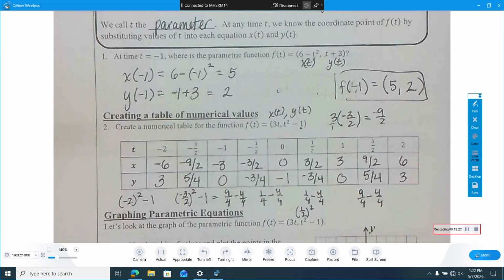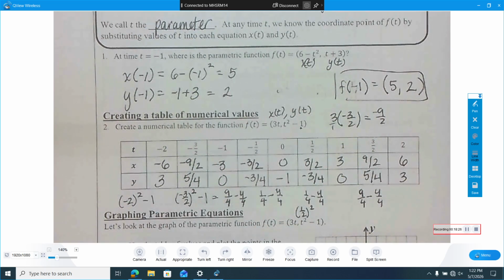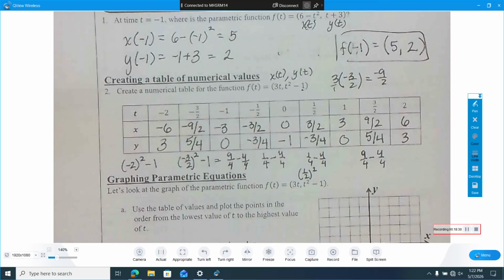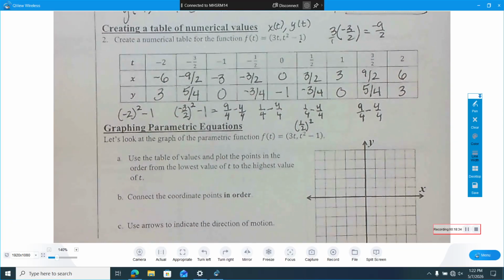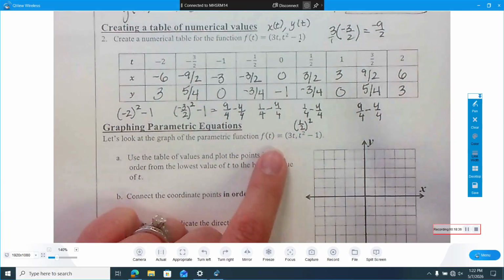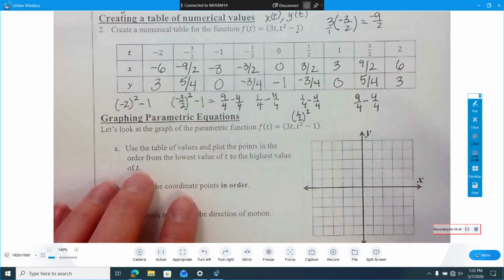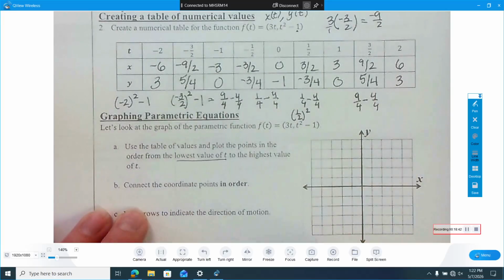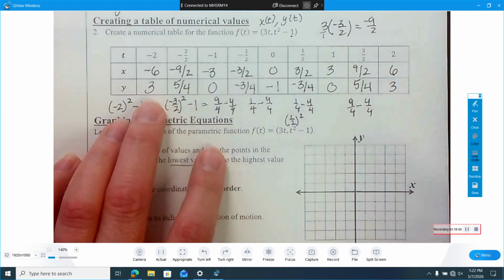So you can see there's some repetition there, but being able to work those simple fractions is a really good, absolutely necessary skill, particularly for my math students for next year. Okay. So let's look at the graph of that same parametric function, and we're going to use the table of values to plot the points in order from the lowest value of t to the highest value of t. So we really just want to plot the ordered pairs.